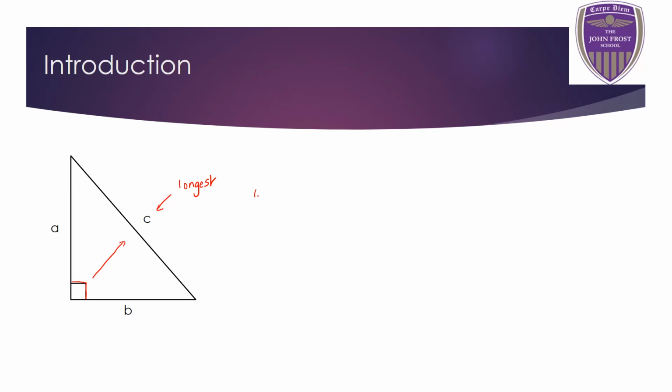Just a bit of information for you. The right angle triangle's longest side is always called the hypotenuse. So sometimes you might hear this side here referred to as the hypotenuse.